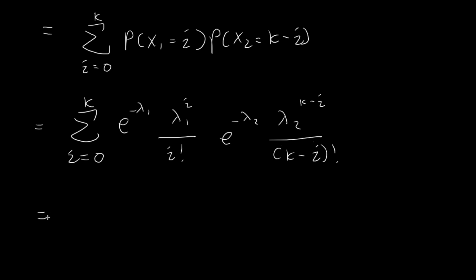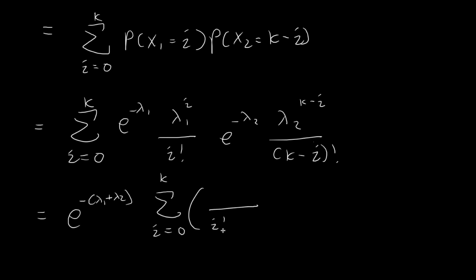We can simplify further by grouping some terms together. Let's group the e terms, because they're not related to the index, and move them outside of the summation sign. So we have e to the power of negative (lambda1 plus lambda2). Inside the summation, we still have the i factorial, the k minus i factorial, and then lambda1 to the power of i and lambda2 to the power of k minus i.